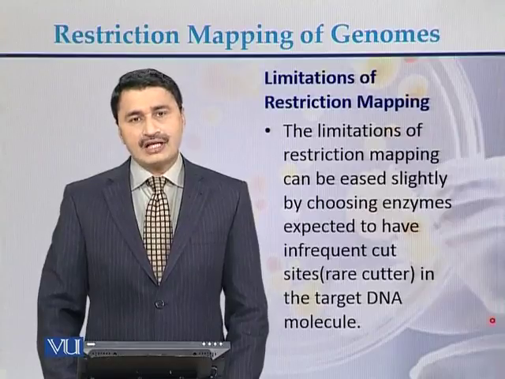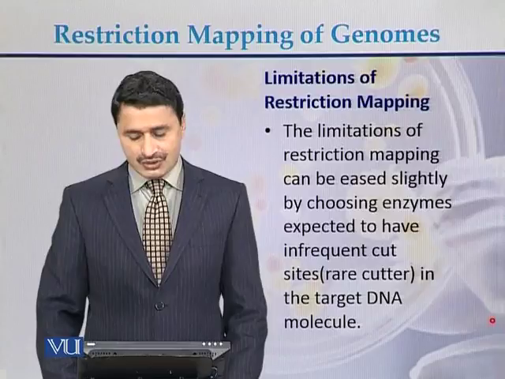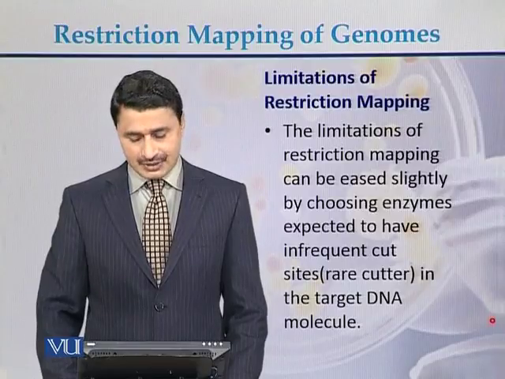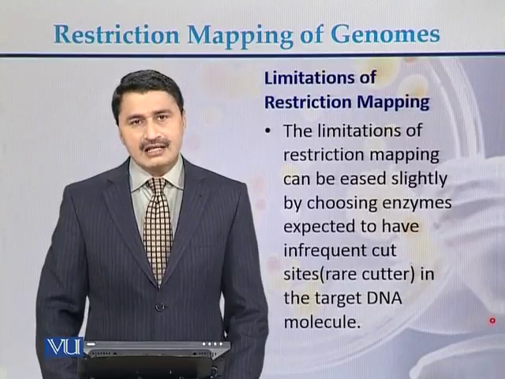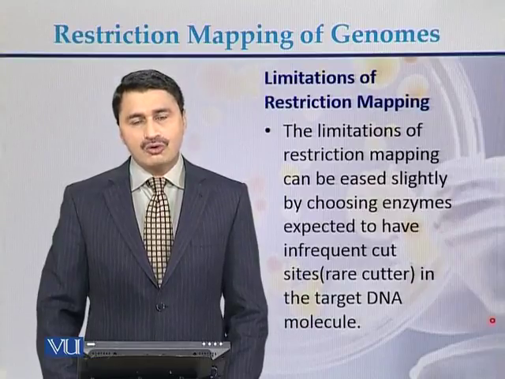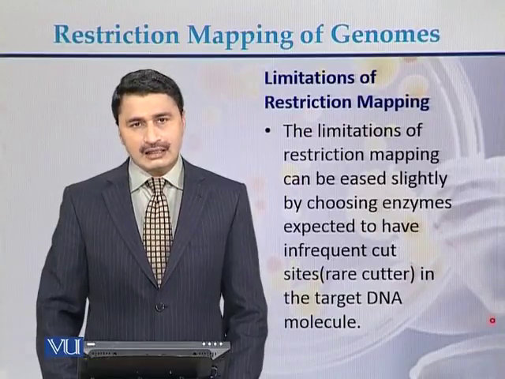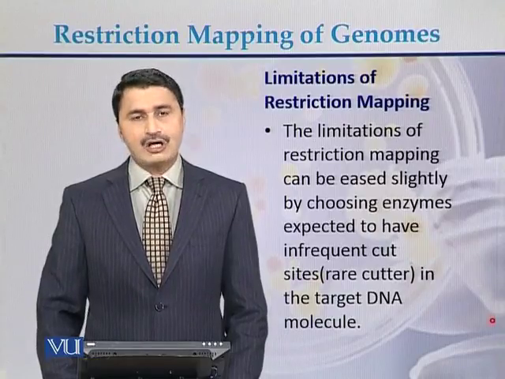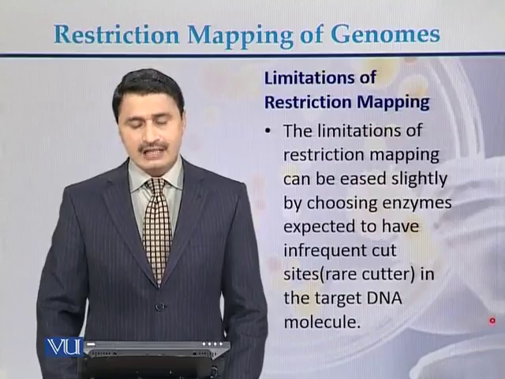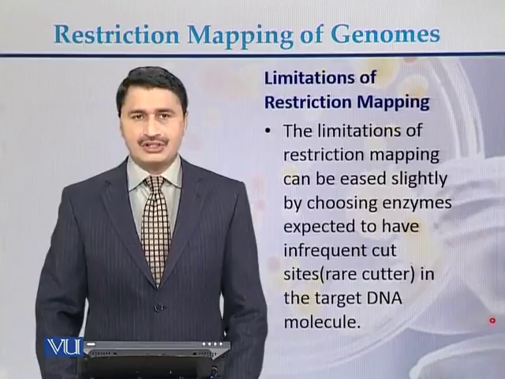The limitation of restriction mapping can be eased slightly by choosing restriction enzymes that have rare cut sites. That means we can select those restriction enzymes that cut the DNA infrequently, which are also called rare cutters, and then we can overcome such a limitation of restriction enzymes.